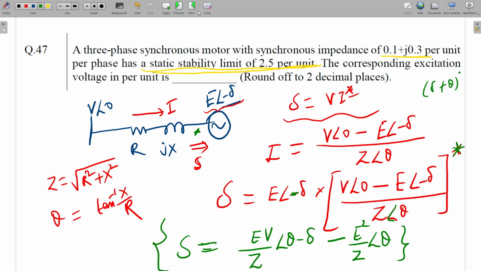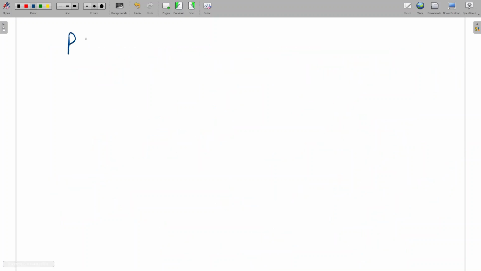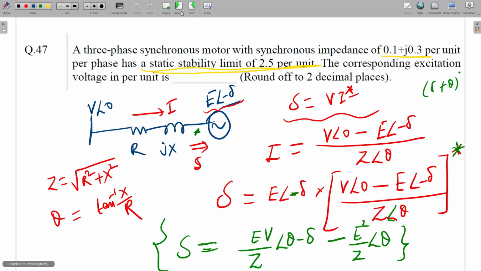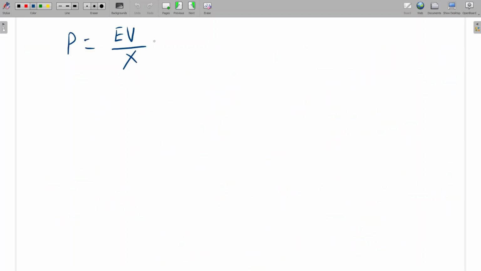Okay, so this is the apparent power equation. How can we calculate the real power? For real power, we just take the cosine. So P is equal to EV by Z cos of theta minus delta, minus E square by Z cos theta. This is the real power equation.